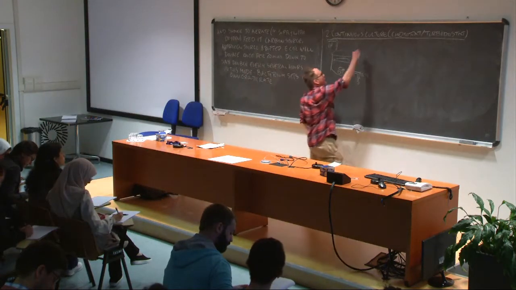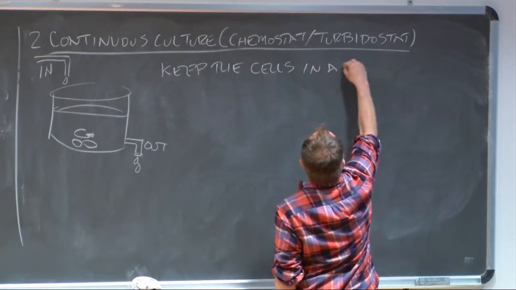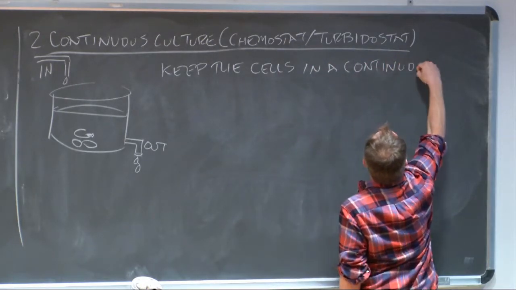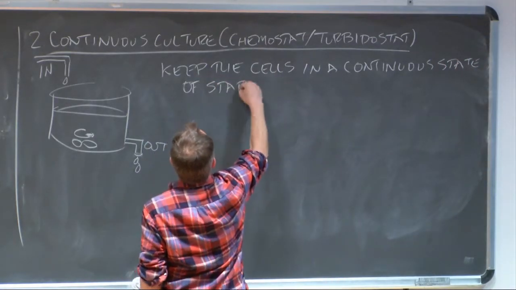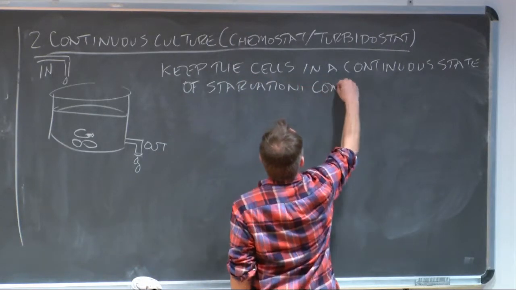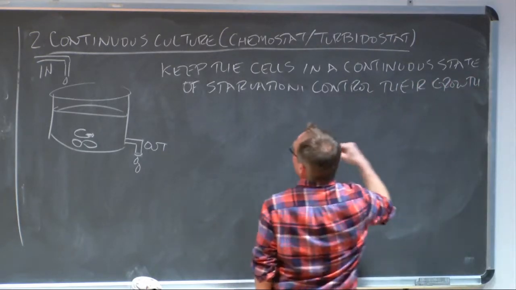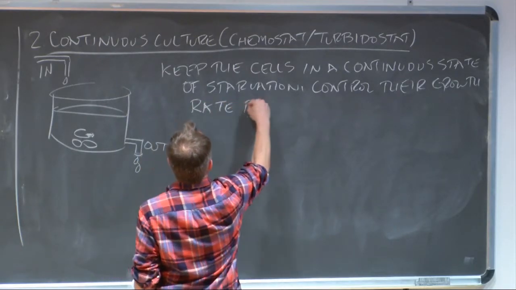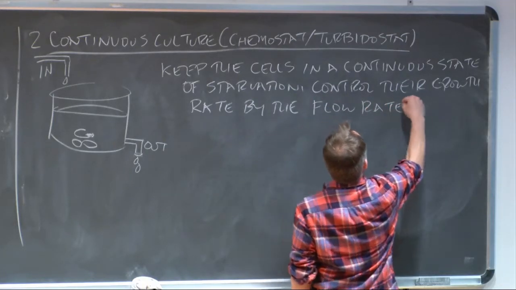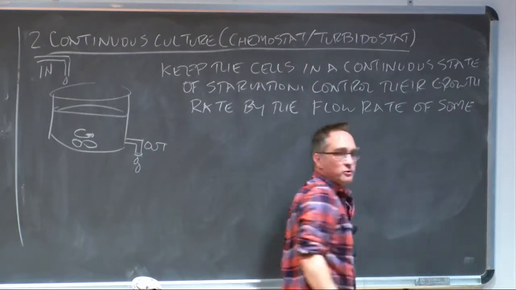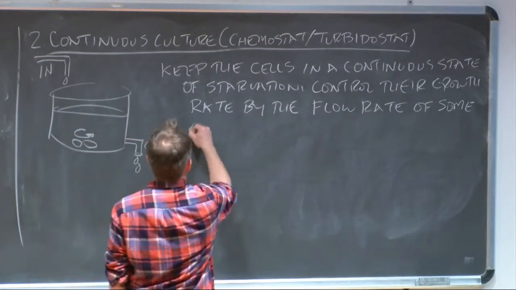So here, keep the cells in a continuous state of starvation. And control their growth rate by the flow rate of some growth-limiting nutrient. It's usually glucose or some other essential nutrient.